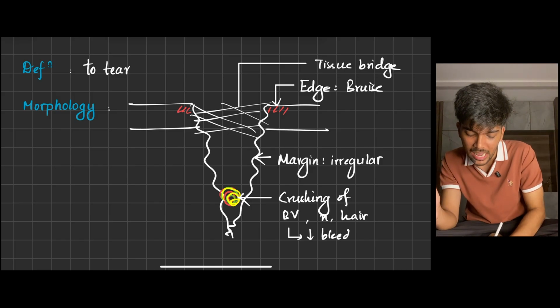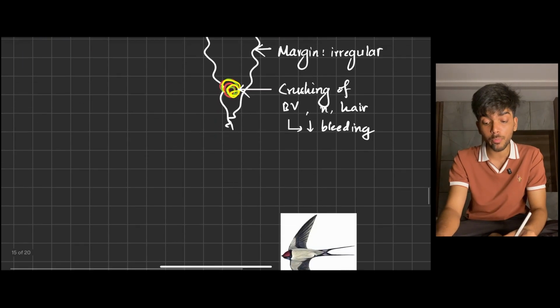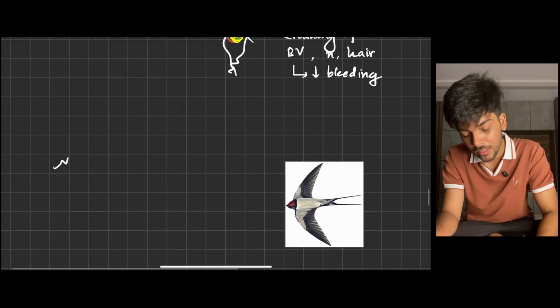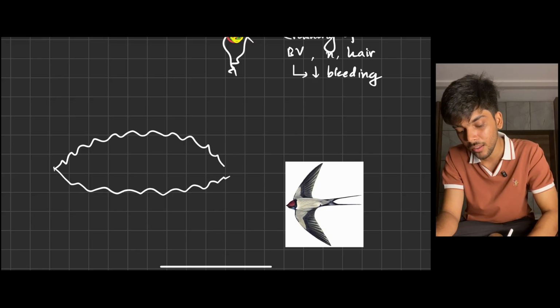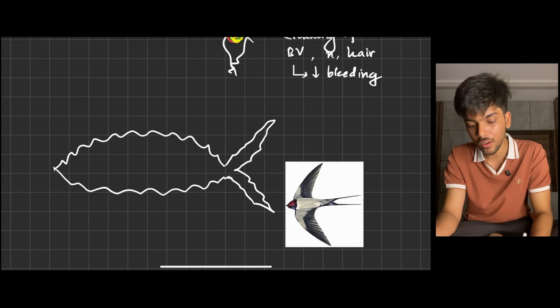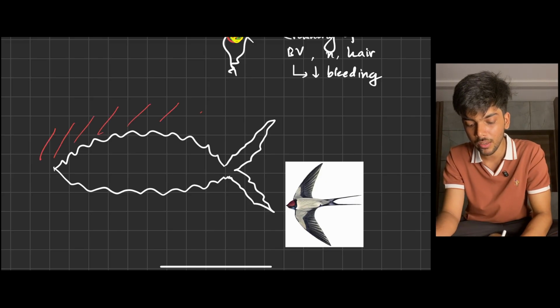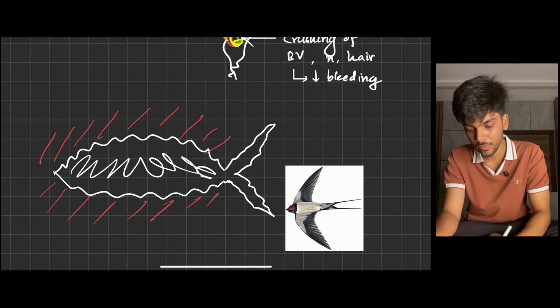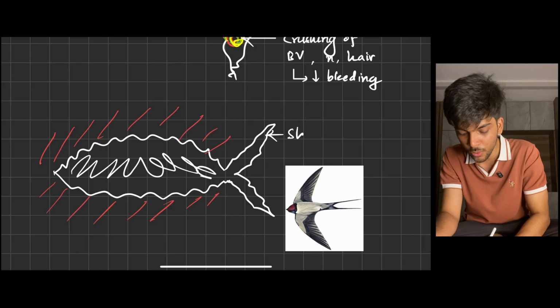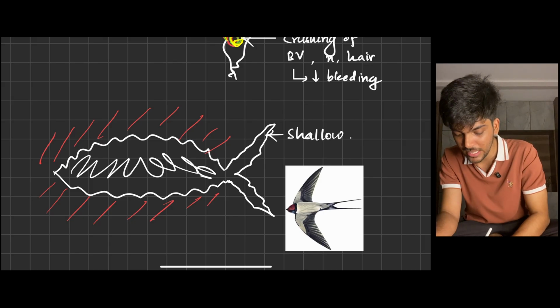Now this is what laceration looks like from the side. How about from the top? From the top, this is the irregular margin of the laceration, and at one end, shallow tailing takes place. Shallow tailing, and around is obviously the bruising at the edge. The base is crushed. This is referred to as shallow tailing because it looks like the tail of a shallow board.